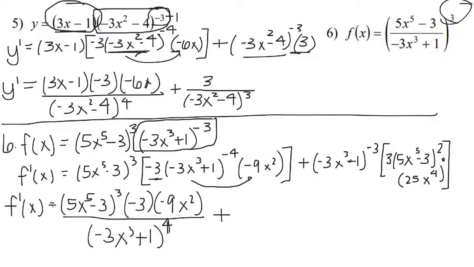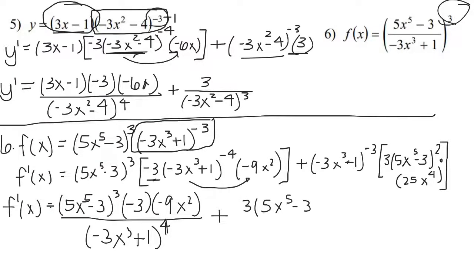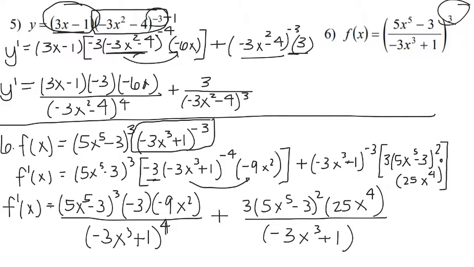Over here, it looks like we have what? 3 times 5x to the 5th minus 3 all squared. Is that still in the numerator? Yeah. Okay, that's numerator. What else is up there? 25 x to the 4th. Good? Awesome. And then what's in my denominator? Negative 3x to the 3rd plus 1 raised to the positive 3.